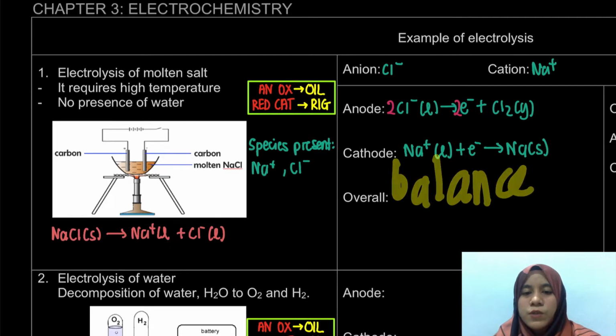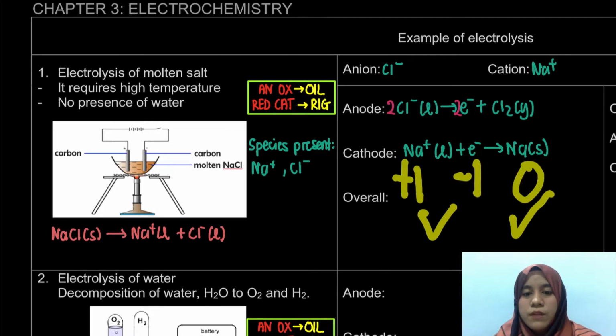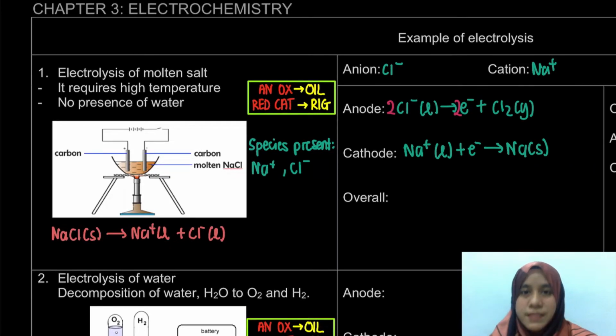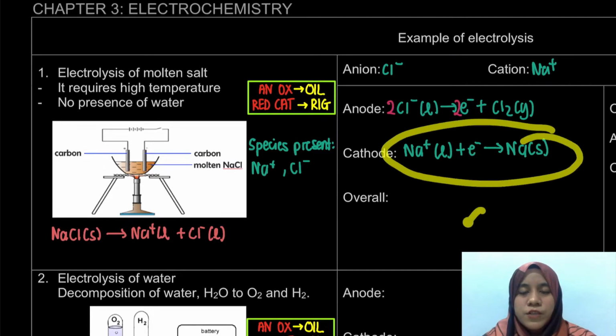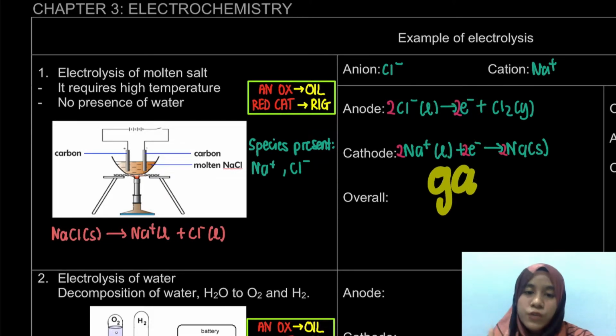So make sure the equation is balanced, the atom as well as the charge itself. The charge on both sides will be 0. Once we have checked the equation, next for the overall, we have to simplify it, but make sure that the electron must be the same. So we have to multiply this equation by 2, then we have the transfer of 2 electrons.